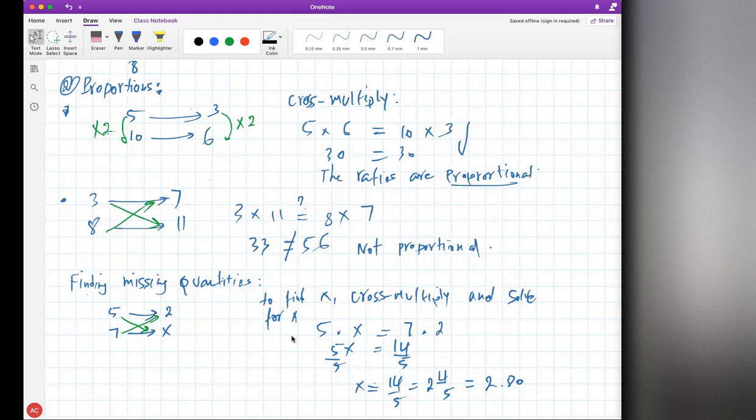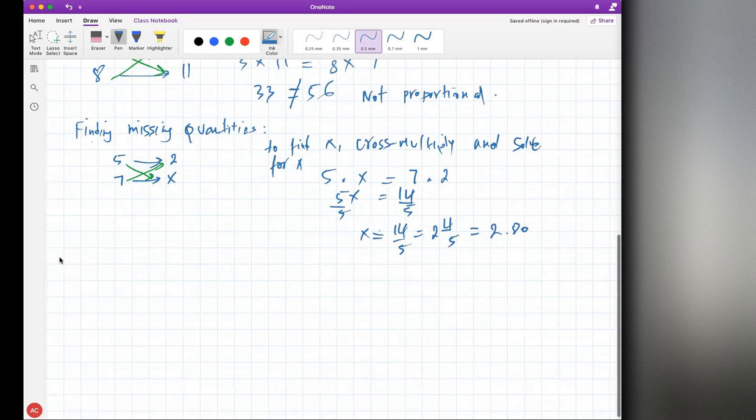That finding missing quantities exercise is the same thing that we use when we convert from one measurement to another, let's say from centimeters to meters. We use ratios also. Let me put an example here. We know, for example, that one foot is how many inches? 12.